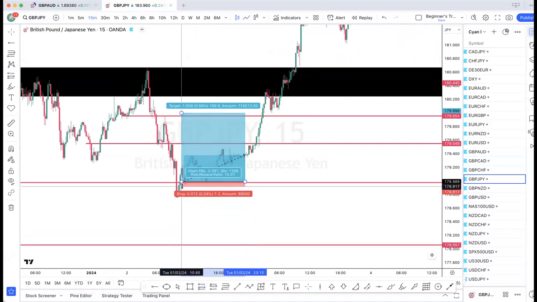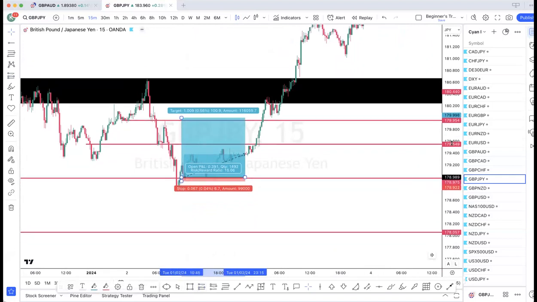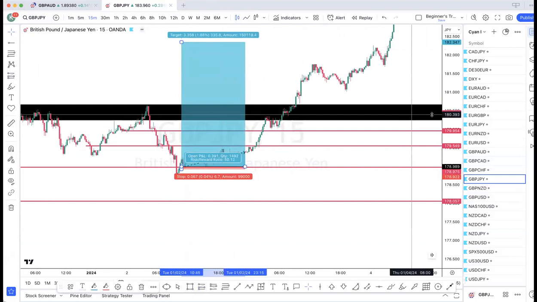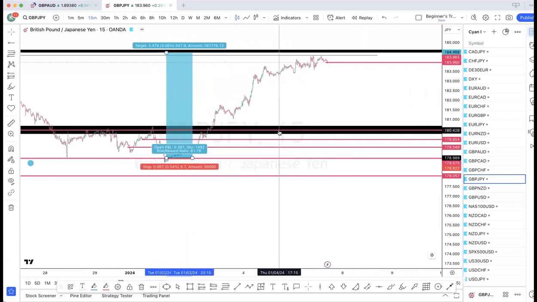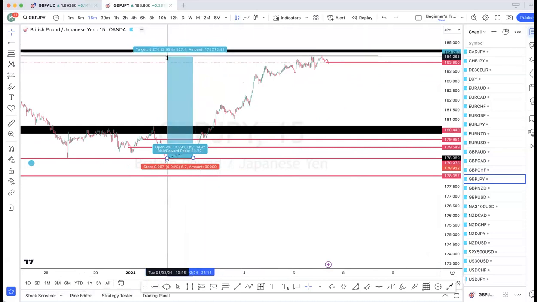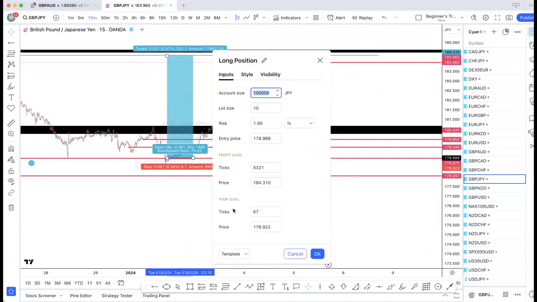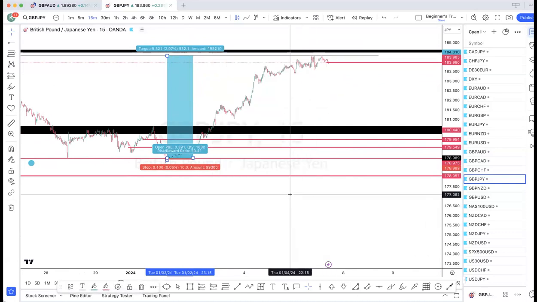That'd have been a crazy pip count. 547 pips. Oh, it ain't gone that far yet. You'd have missed 530 pips. Yep. So I'm gonna do 10 pips. So 53 RR.